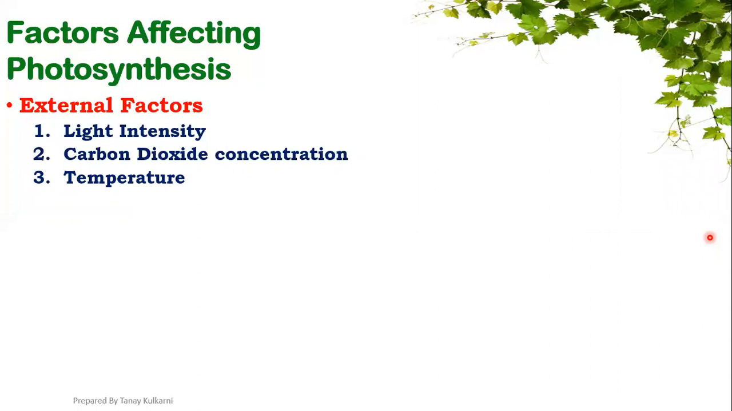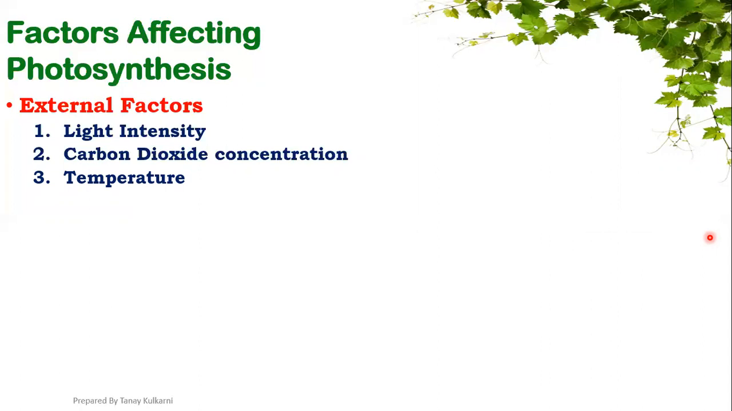Third factor is temperature. With the rise in temperature, the rate of photosynthesis also rises. This rise can occur up to a maximum of 35 degrees Celsius, after which the rate will fall down and the process can be stopped completely at 40 degrees Celsius. Because at this temperature, the enzymes present inside the plant cell will get destroyed.